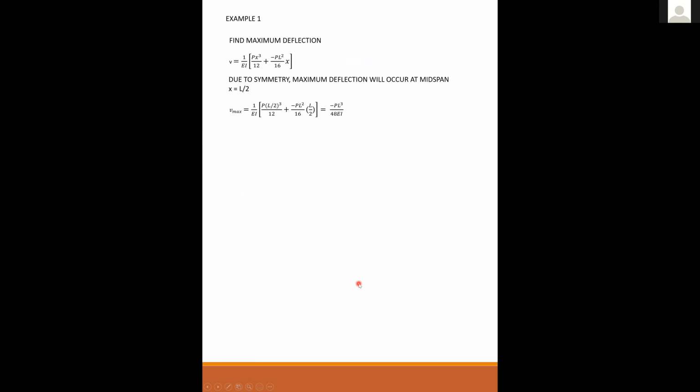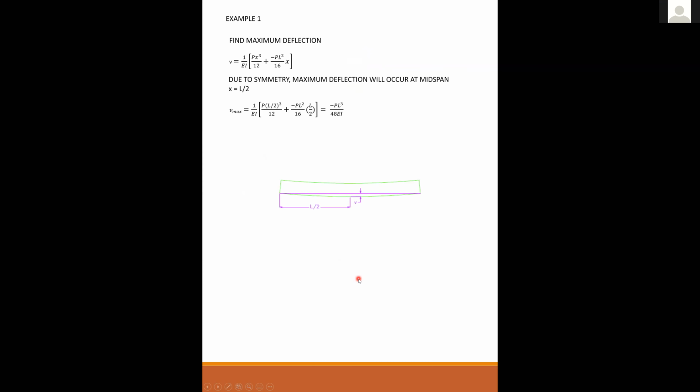Okay, so this is my maximum deflection, and this is showing maximum deflection at L over 2. This is the deflected shape. Okay, example number two. And before we start, were there any other questions on example one?